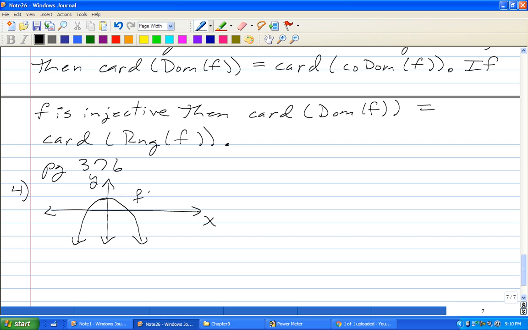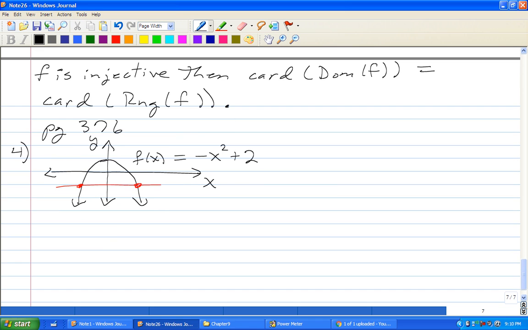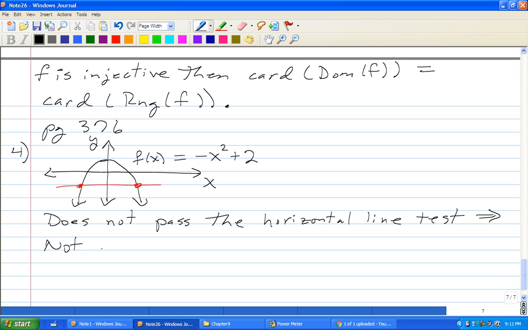And my function is f of x equals negative x squared plus 2. Since they've given me a graph, I can just use the horizontal line test to check if this is an injective function. Let me find a horizontal line that intersects this curve in more than one location. Since I found such a line, this curve does not pass the horizontal line test. Since it does not pass the horizontal line test, this is not an injective function.